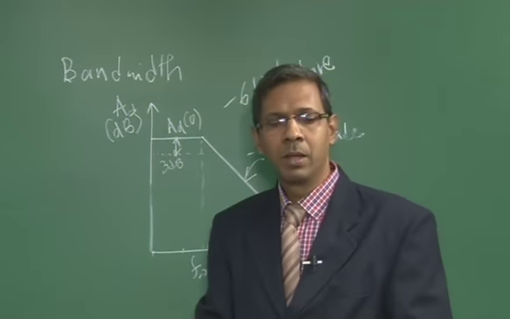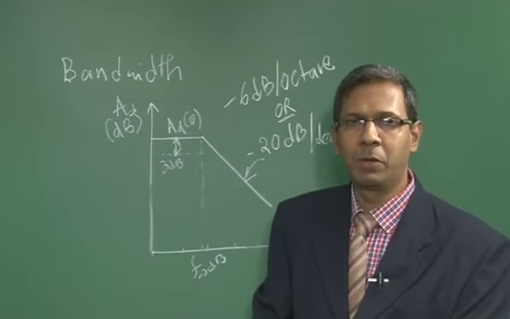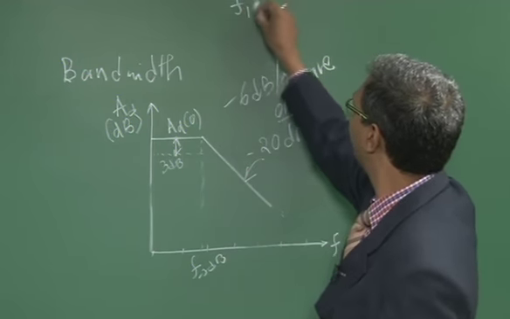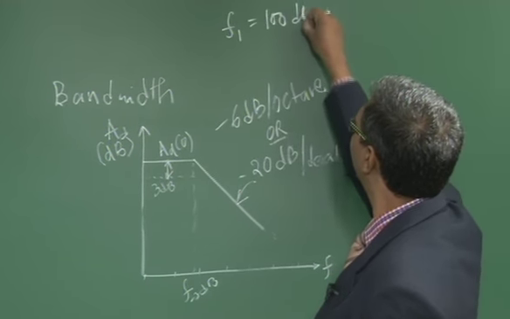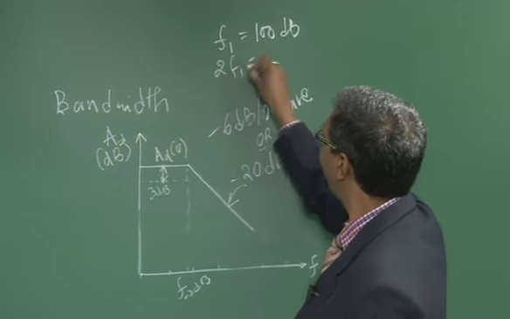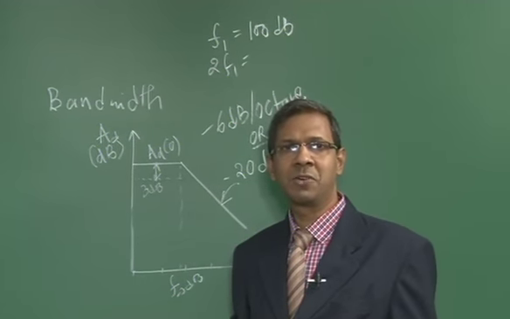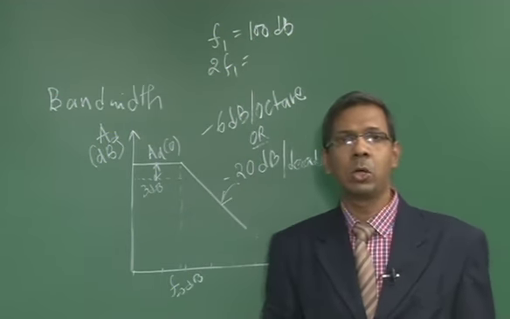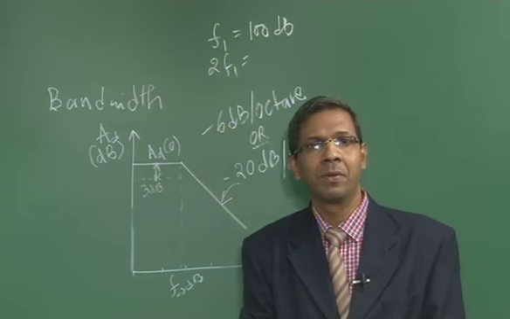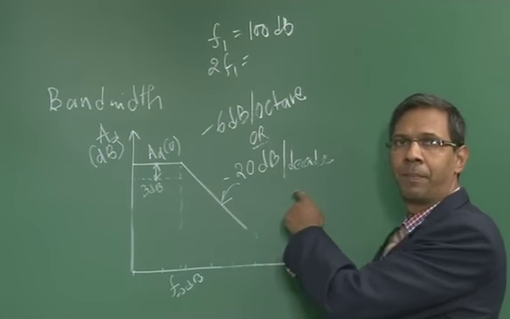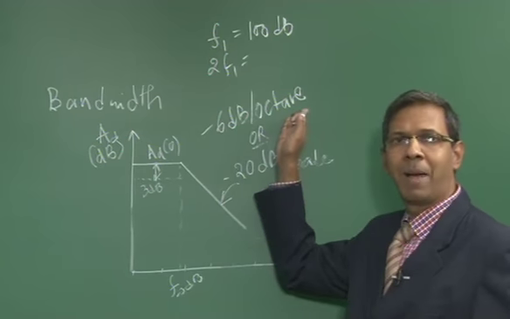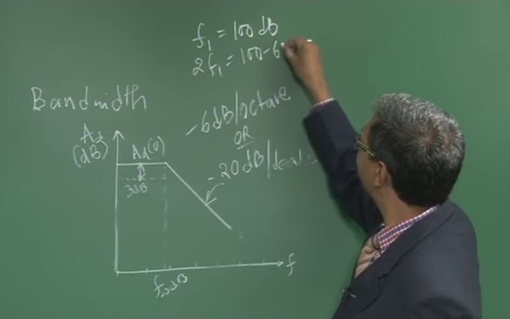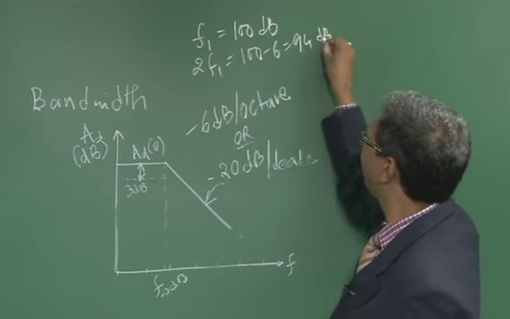What does this mean? For every doubling of the frequency, your gain drops by 6 dB. Suppose the gain at f1 is 100 dB, then what would be the gain at 2f1? With the definition we just stated, at twice this frequency, I have to use minus 6 dB per octave. So that would mean 100 minus 6, which is 94 dB.